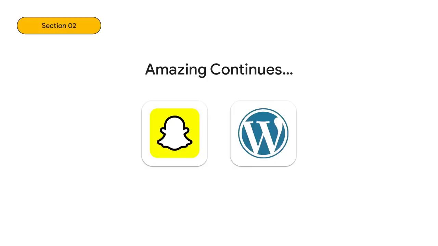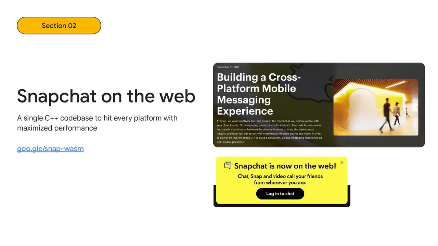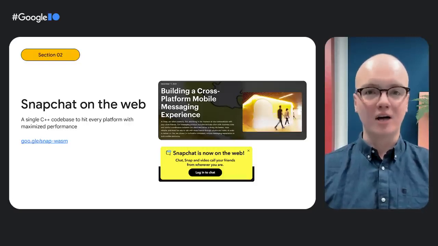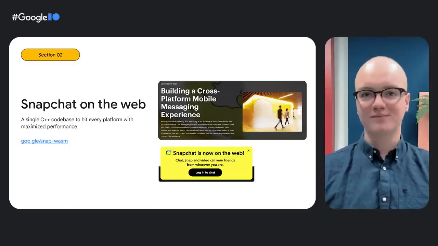In the last year, we've continued to see more of these incredible advanced apps leveraging WASM to come to the web. Snapchat wanted to expand their audience while using a single code base to hit all of their platforms. They decided that C++ would give them the performance and portability that they needed. By leveraging WebAssembly, they can deliver their entire application directly in the browser across all operating systems.